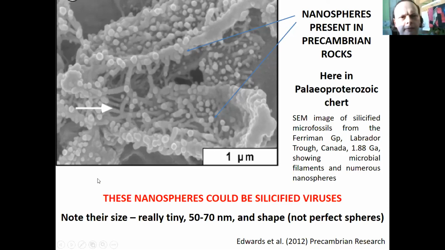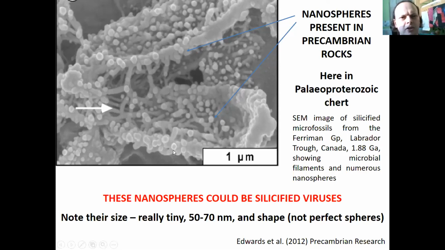Here we have an example from the Precambrian rocks, Paleoproterozoic. You see the age, it's quite old, almost 2 billion years old. And look at these tiny features. Okay, this is the scale. They are irregular. They are icosahedral. Many of these nanospheres could be silicified viruses. Okay, really tiny, 50 to 70 nanometers, and shape, as I already mentioned.